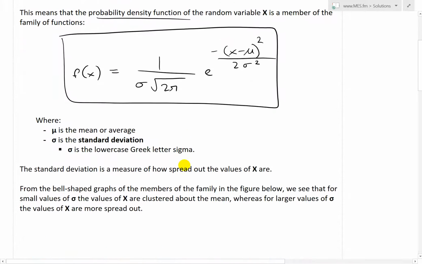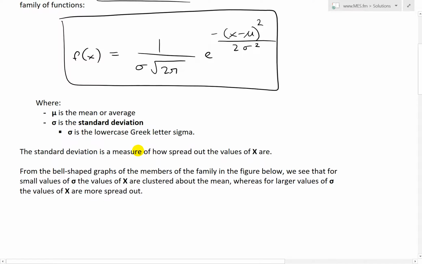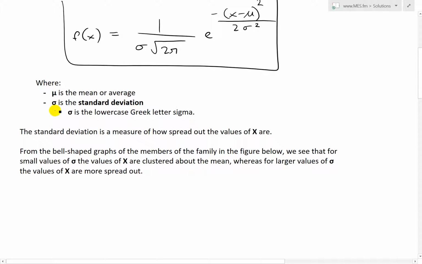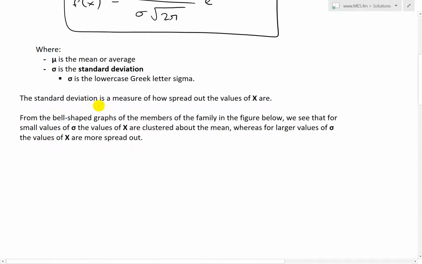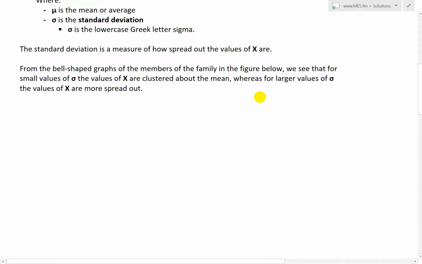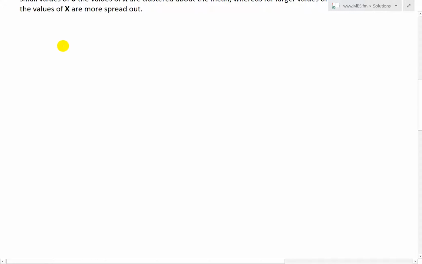Now, mu is the mean or average of this probability density function, or of the random variable x, and sigma, the lowercase Greek letter sigma, is the standard deviation. This standard deviation is a measure of how spread out the values of x are from the mean, as in the bell-shaped graphs of the members of the family in the figure below. I'll draw that in a bit. We see that for small values of sigma, the values of x are more clustered about the mean, whereas for larger values of sigma, the values of x are more spread out.